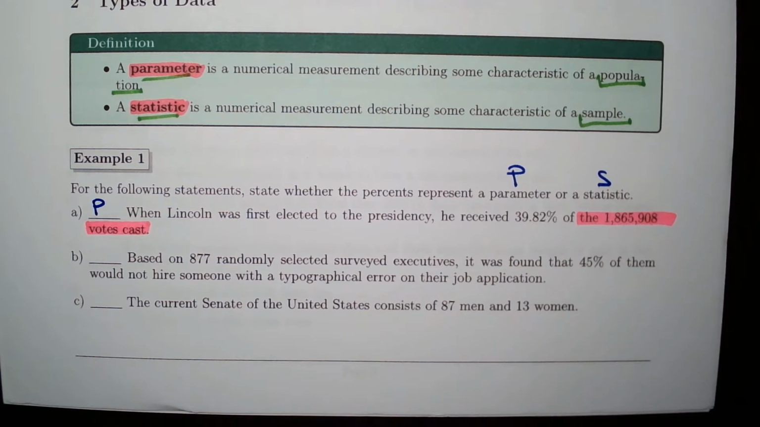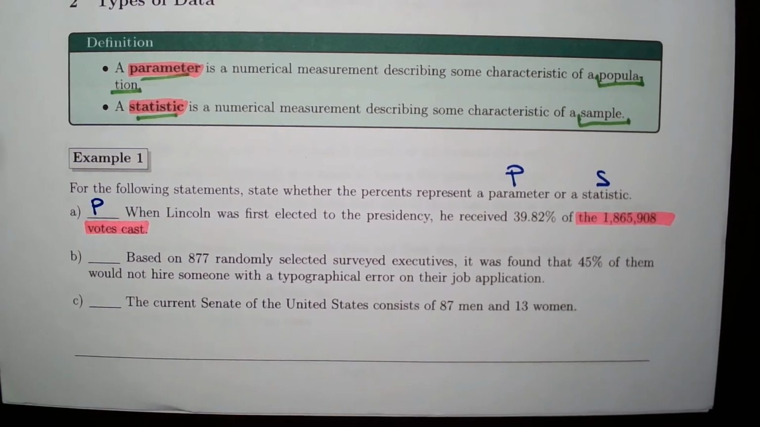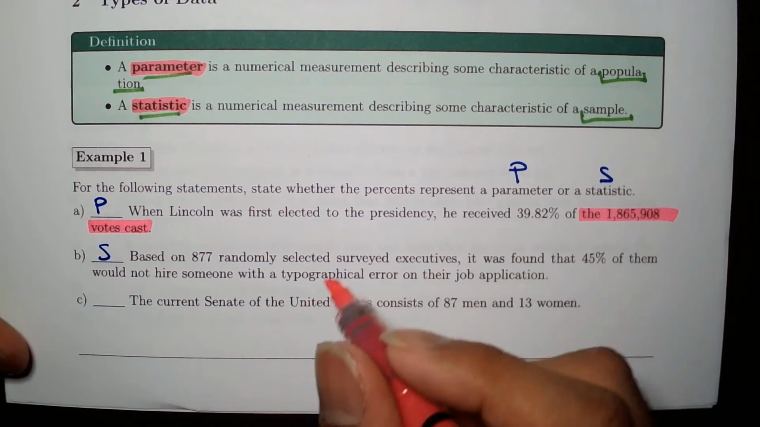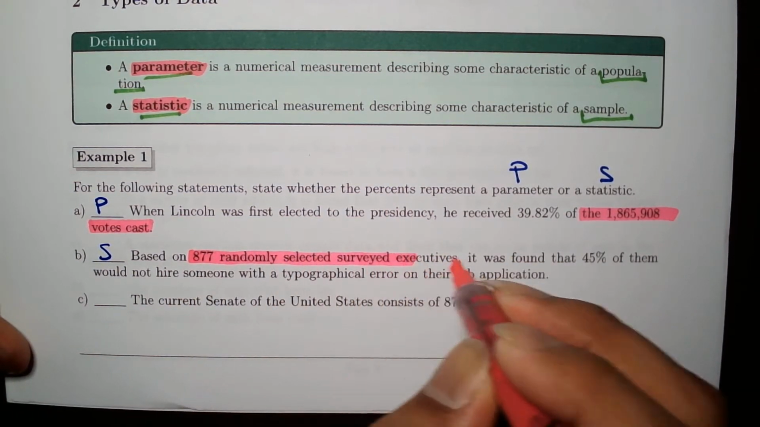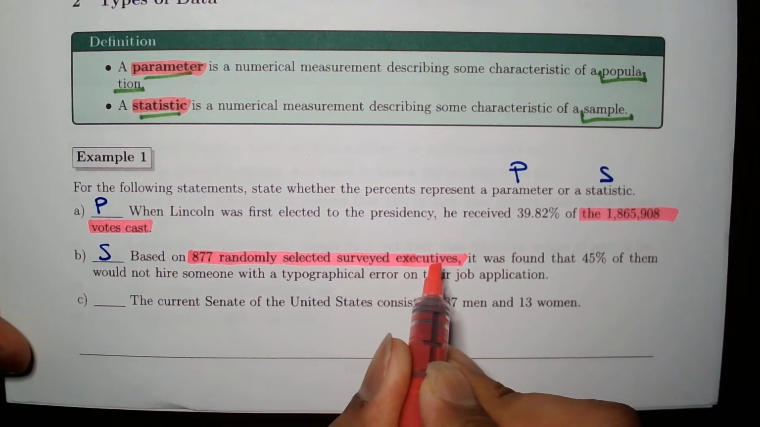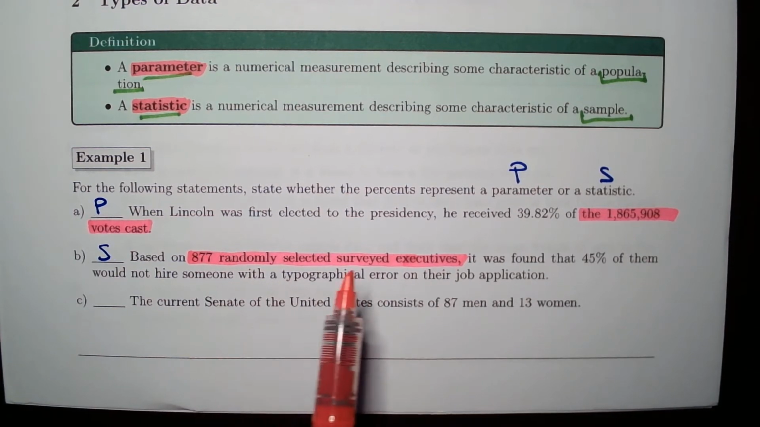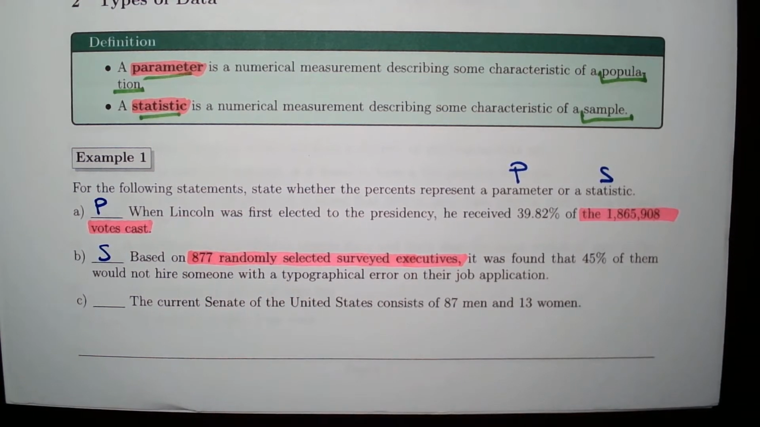All right. Based on the 877 randomly selected surveyed executives, it was found that 45% of them would not hire someone with a typographical error on their job application. Well, in this case, are we talking about a parameter or a statistic? Would you like to take a guess? If your guess is statistic, then you're right, because they're telling us these are 877 randomly selected surveyed executives. If it said based on all the surveyed executives in the United States, for example, that would be the whole population of executives. But in this case, it's just a small sample of executives.